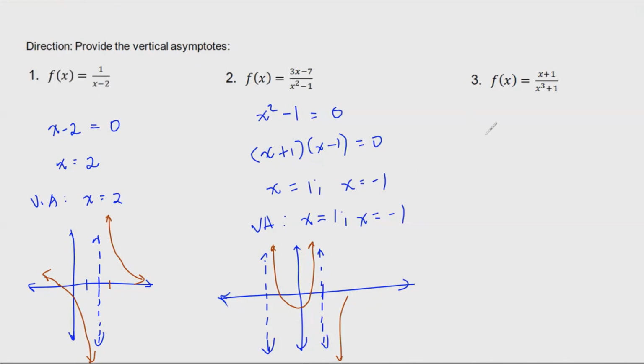Okay, so number 3, so what we have is x cubed plus 1 equal to 0. So x cubed plus 1 can be written as x plus 1, multiplied with x squared minus x plus 1. So that is equal to 0.